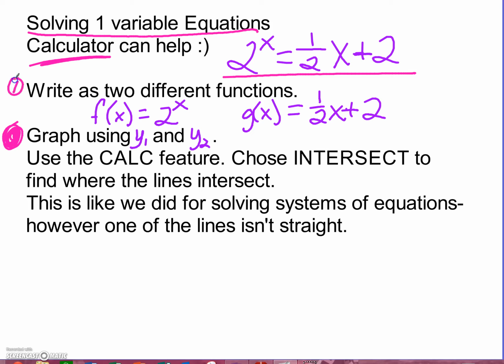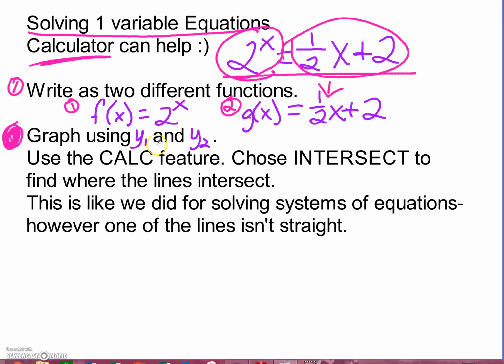First thing I need to do, separate them out. Function number 1, function number 2. f(x) = 2^x, which is the first side. And then our second one, g(x), you could use whatever. Usually you'll see f and g. So function number 1, function number 2, and the second side goes to the other side.